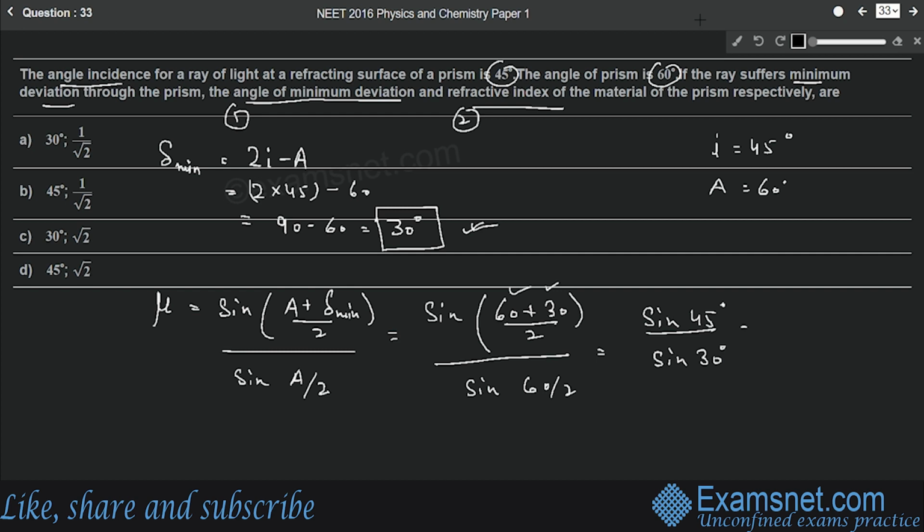Now let's put the value. Sine 45 degree is equal to 1 by root 2. And sine 30 degrees is 1 by 2, so 2 will go up. On solving this we get root 2. So this is the refractive index. So the answers will be 30 degree and root 2 respectively. That means option C will be the correct answer.